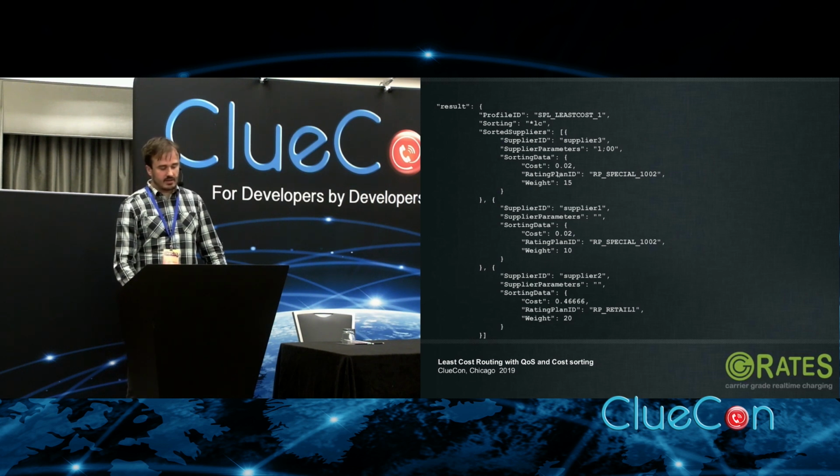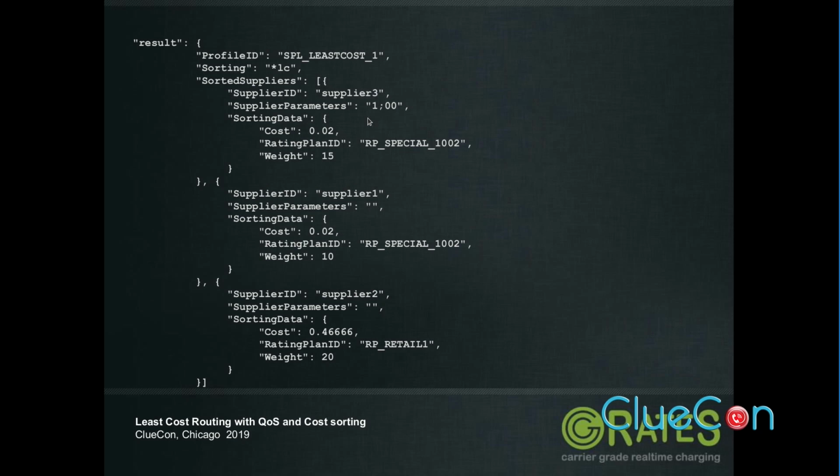So you can find here that supplier 2, based on the RP Special 1002, was having a cost of 2 cents. And the supplier 1 also was 2 cents, but with a smaller weight. So this is why supplier 3 was ordered first. This is also the order which you will receive in your FreeSWITCH instance.